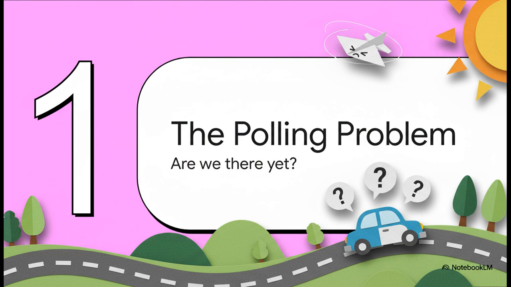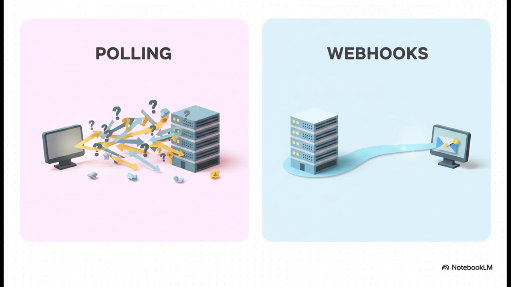All right, first things first, the problem. Think about being a kid on a long car ride, constantly asking from the backseat, "Are we there yet? Are we there yet?" It's exhausting, it's inefficient, and frankly, it's just annoying. Well, for applications, that's exactly what the old method called polling feels like. And this slide just lays it all out perfectly.